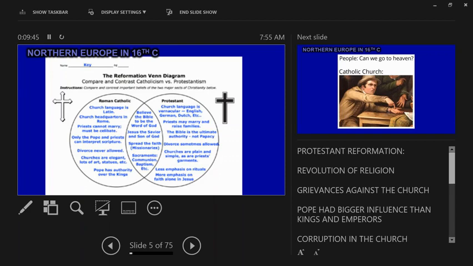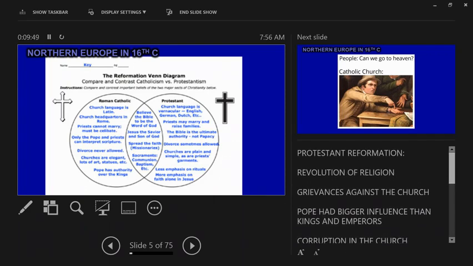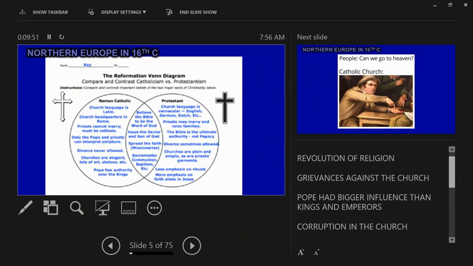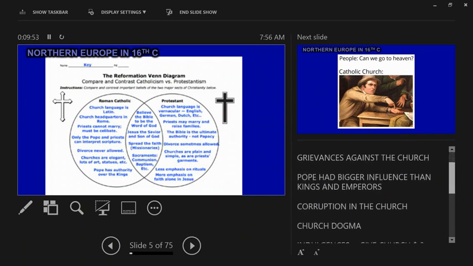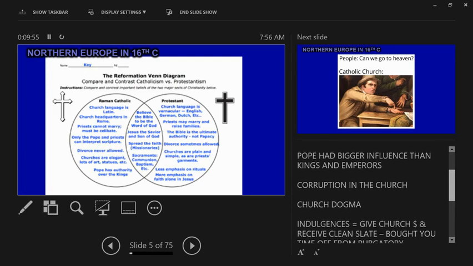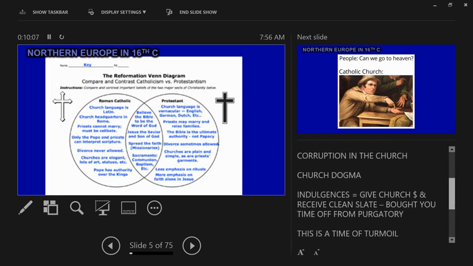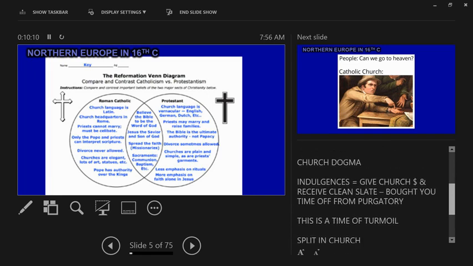That is the Roman Catholic Church. And that is a huge problem. Also, what's going on is that this is a revolution of religion. And the Pope has a bigger influence than even kings and emperors at that time, and that's a problem too. And there's church dogma that's a problem.